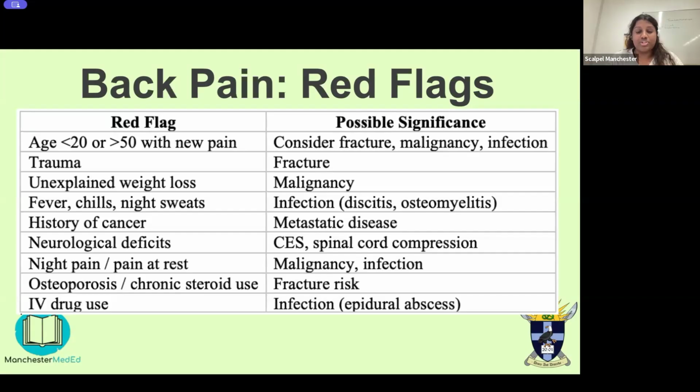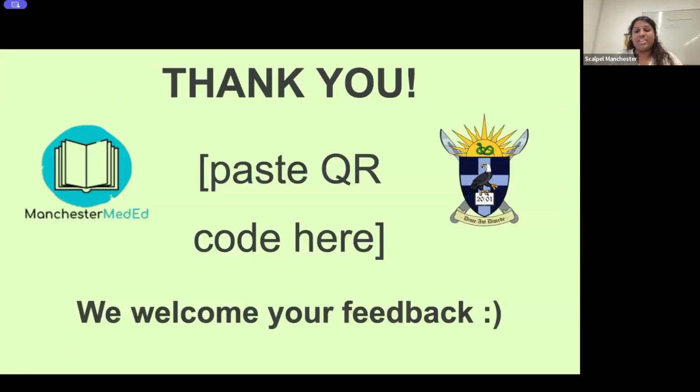Osteoporosis or chronic steroid use leads to a fracture risk, which again leads to back pain. And IV drug use would be an infection. So an epidural abscess would be a very huge red flag because again, it's reducing that space within that very narrow canal. But those are the red flags that I've basically come out with.